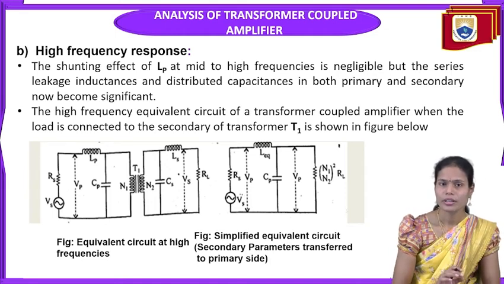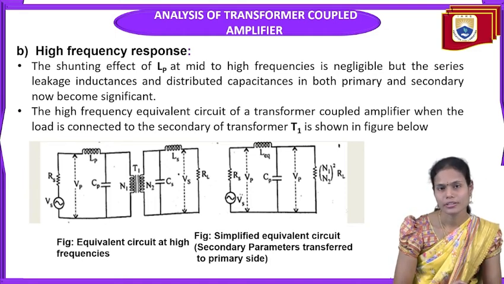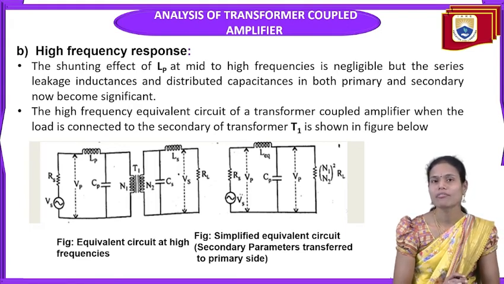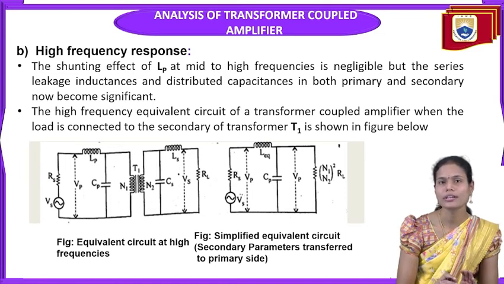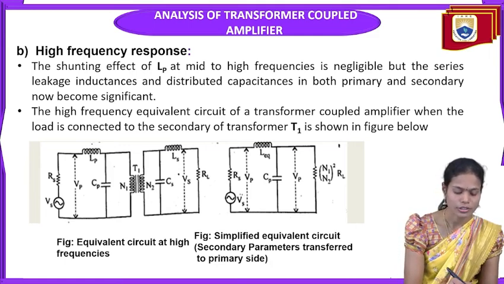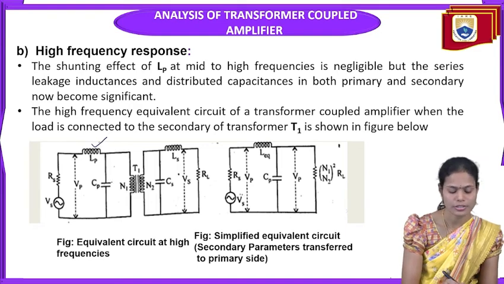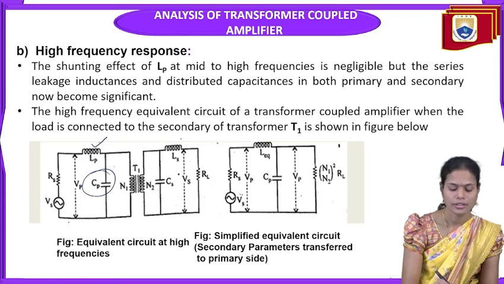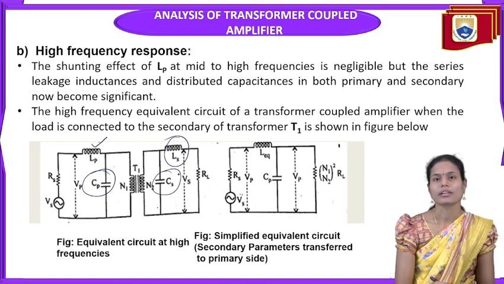But even though we are neglecting the reactance of the LP, some leakage inductances as well as distributed capacitances in both the primary and secondary winding of the transformer must be included in the high frequency response of the transformer coupled amplifier. So on the primary side we include the LP, primary winding inductance, and CP, primary winding capacitance. Similarly on the secondary side, LS is the secondary inductance and CS is the secondary winding capacitance.